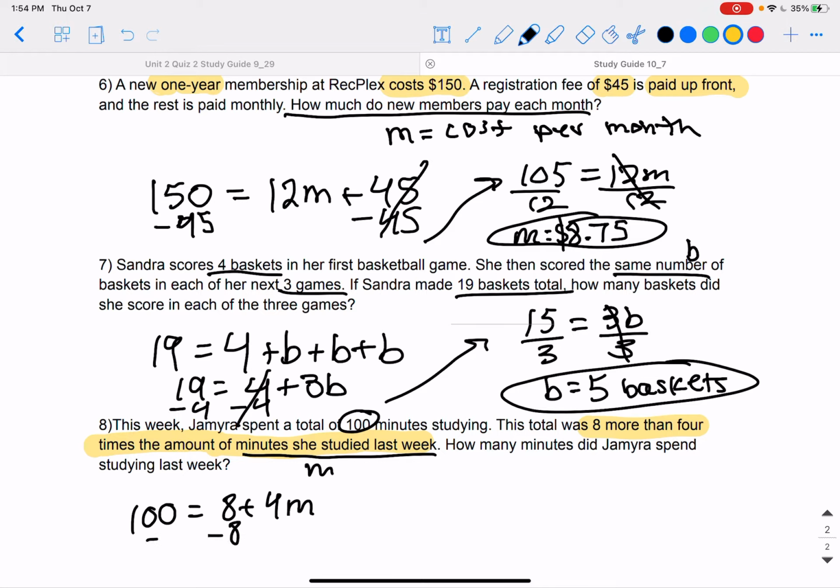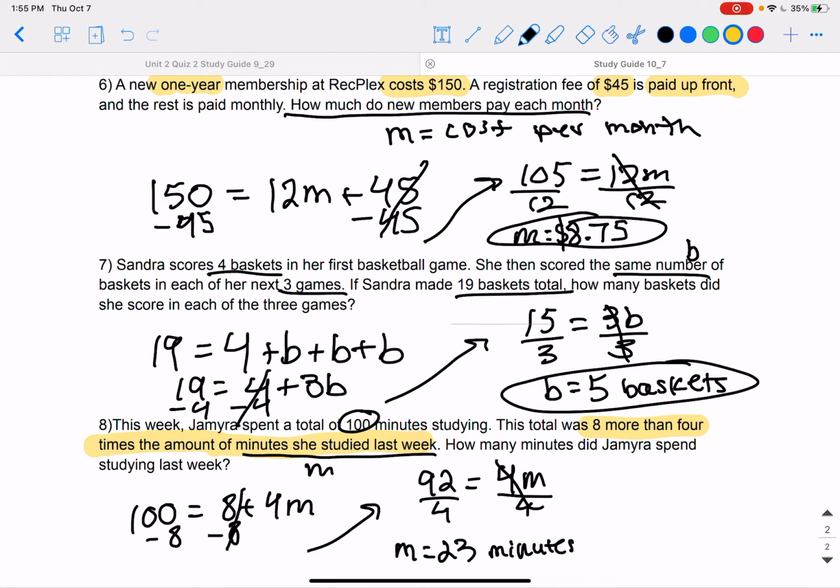So subtract 8 from both sides. Then 100 minus 8 is 92. So 92 equals 4m. Divide both sides by 4. Then m equals 23. Okay, so 23 minutes studying last week.